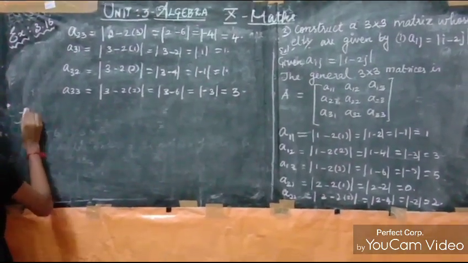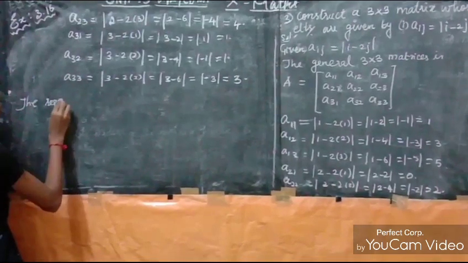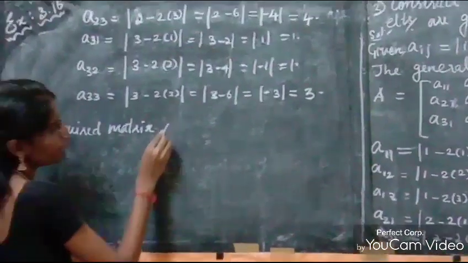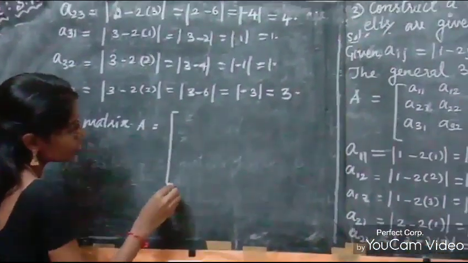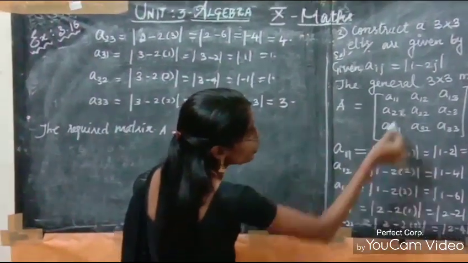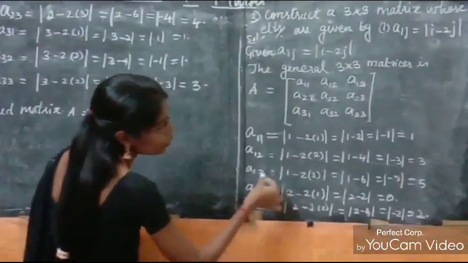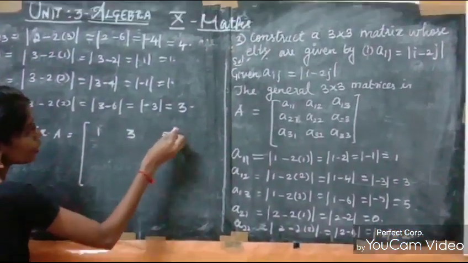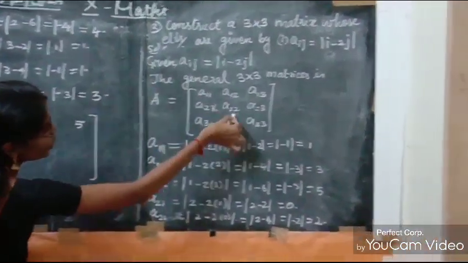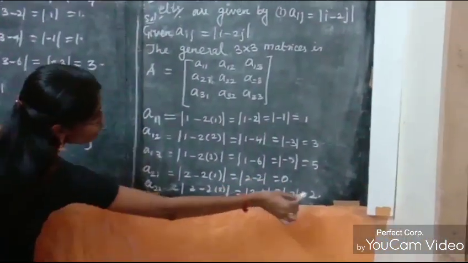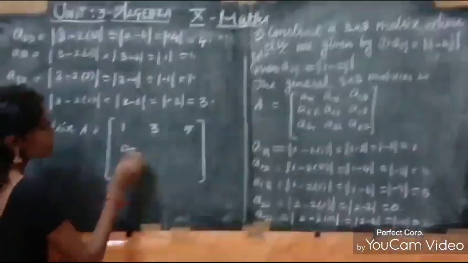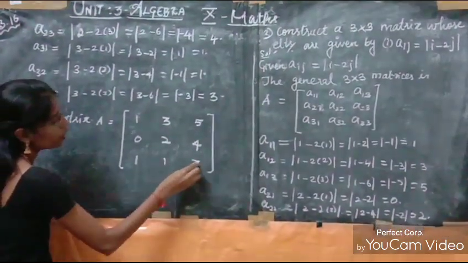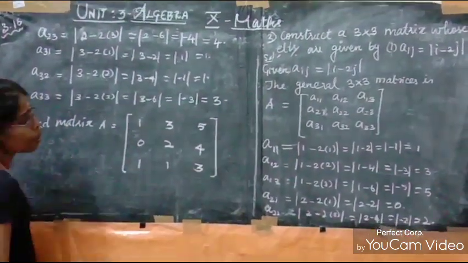The required matrix A is equal to a 3 cross 3 matrix: A11, A12, A13. The values are 1, 3, 5. First row values 1, 3, 5. Then A21, A22, A23: 0, 2, 4. Then 1, 1, 3. This is the required 3 cross 3 matrix.